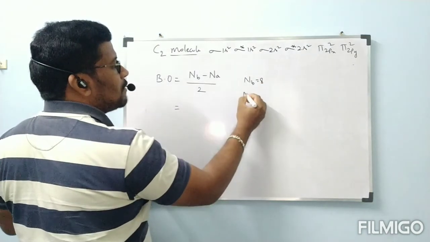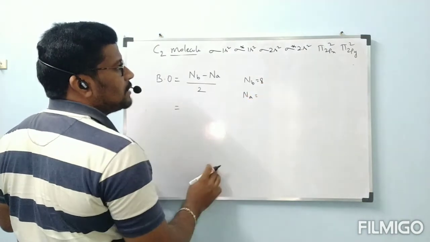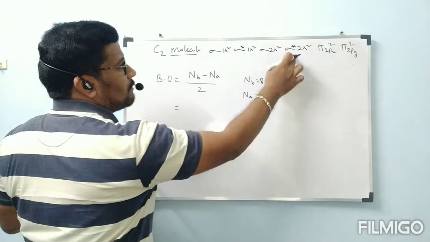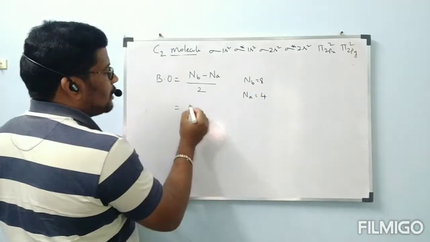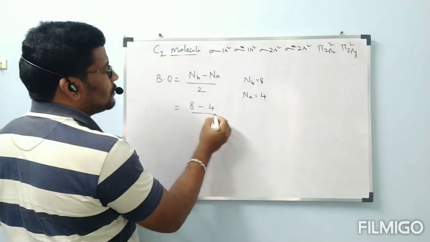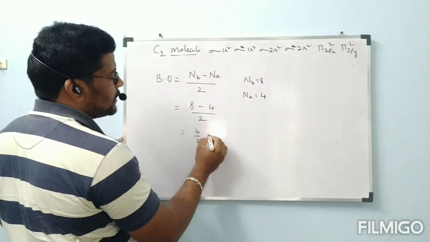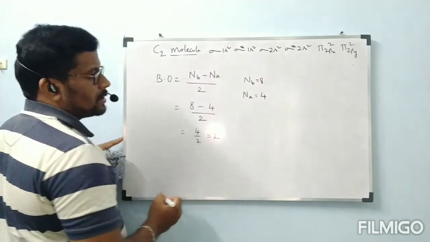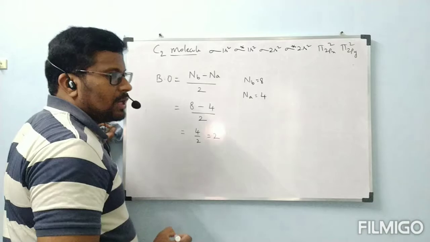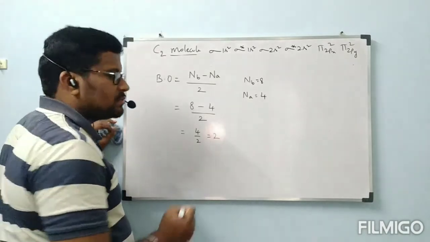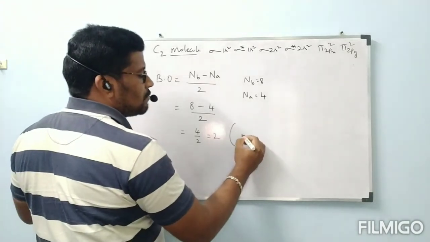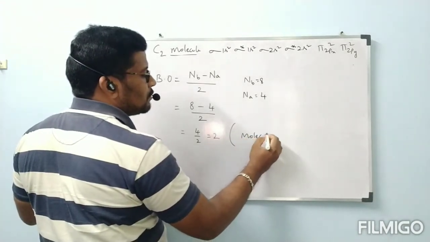Na, number of electrons present in anti-bonding molecular orbitals, is 4. 8 minus 4 divided by 2 is equal to 4 by 2, which is equal to 2. This is the bond order. Bond order 2 means the molecule will be stable. So the molecule exists.